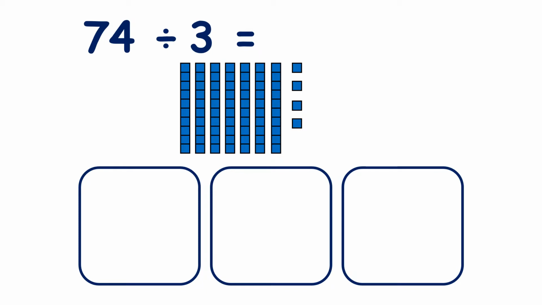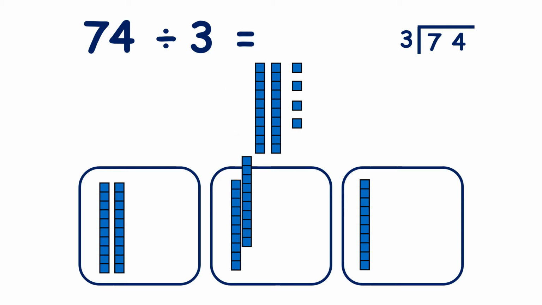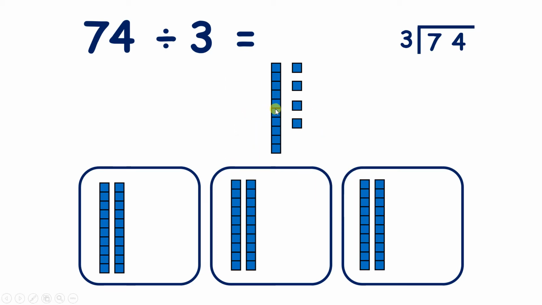Now we have 74 divided by 3. So let's use long division to help us solve this. So we can start by sharing out our 7 tens into 3 groups. But we can't share out this 7th 10 because with division we need to share equally. So we are only able to share out 6 tens, which means we have 2 tens in each group, because 6 divided by 3 is 2.